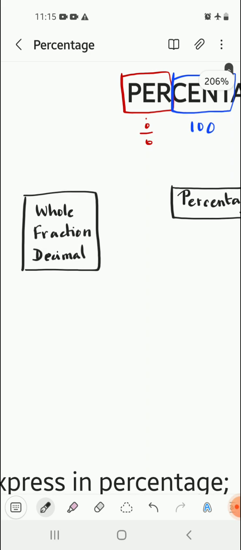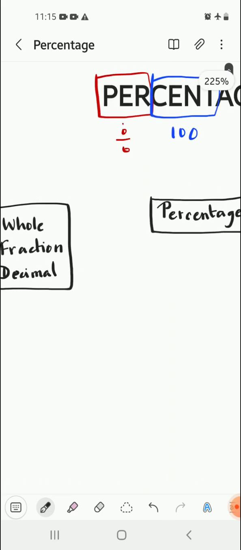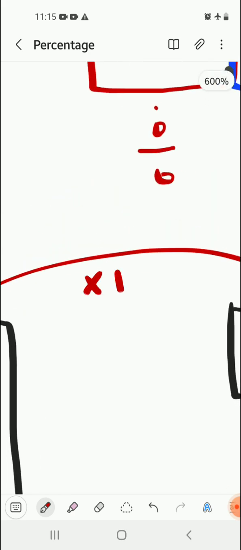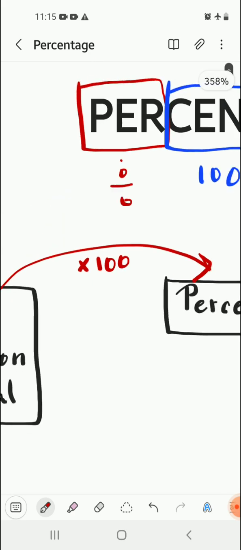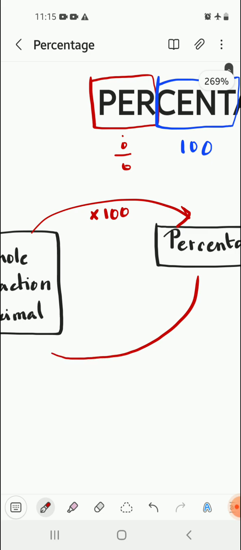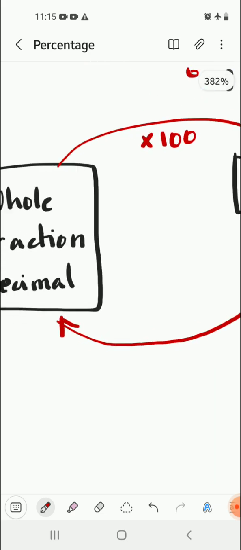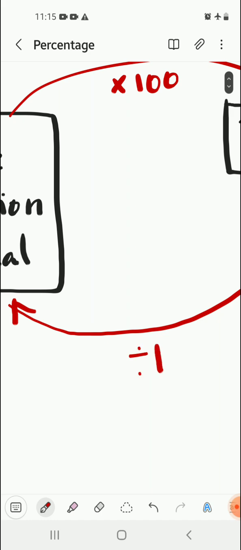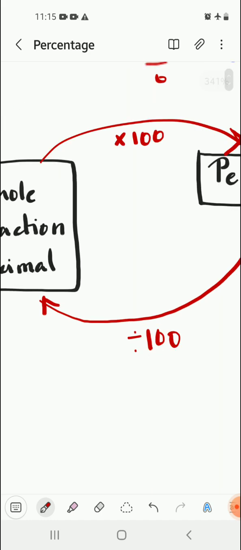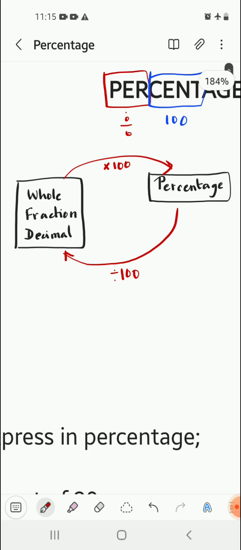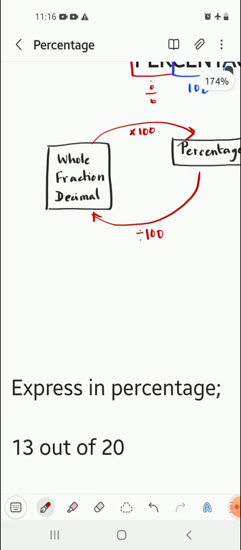Now, if we are asked to convert a given number into percentage, we simply multiply the given number, in whichever form it's given, by 100. And also, if you have to convert a percentage into its equivalent number in any form, what we need to do is just divide the number by 100. So this is a basic rule that we have to follow in percentage. Now we are going to solve some simple problems related to it.